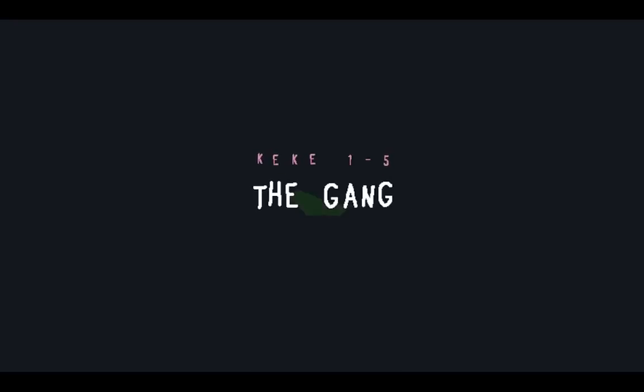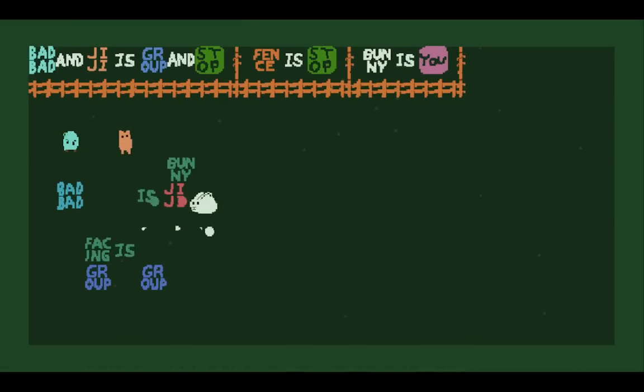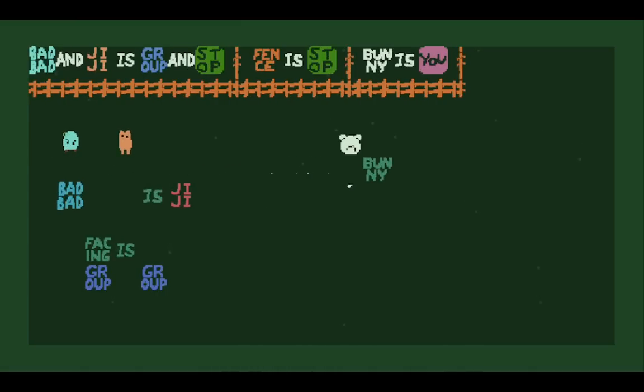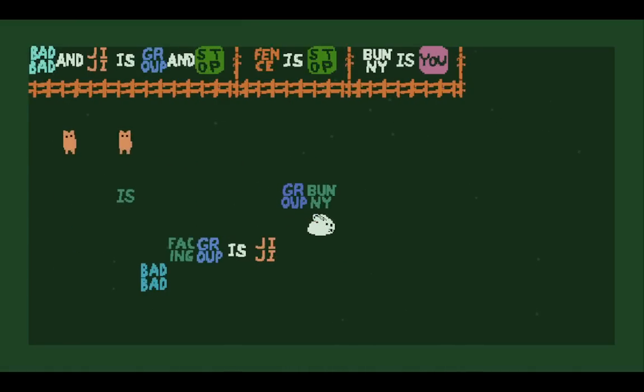Okay. Next is the gang. We got facing. Okay, well, they're all stop. These are both stop. We can also transform into them, or just do transformations on them in general. We're playing as Bunny, so we can get down the bun burrows. So it's a transformation-related type of infinite loop.